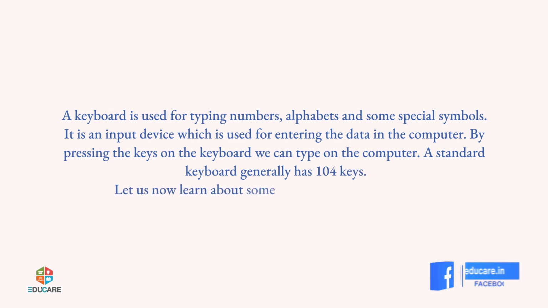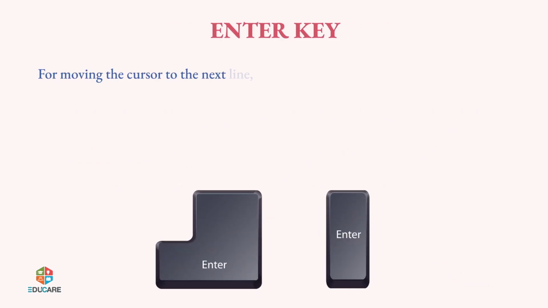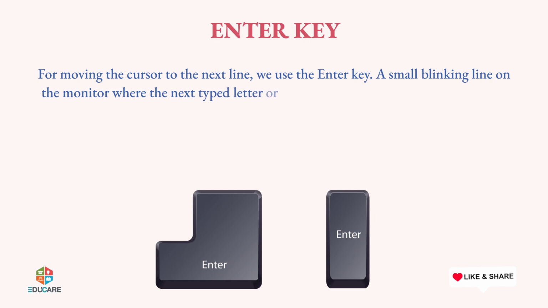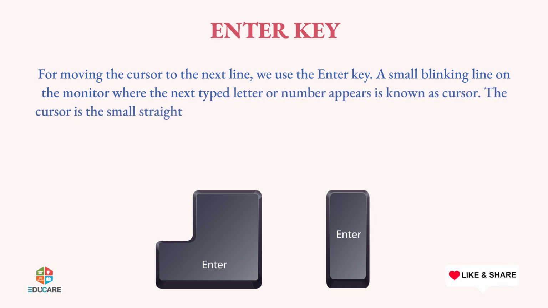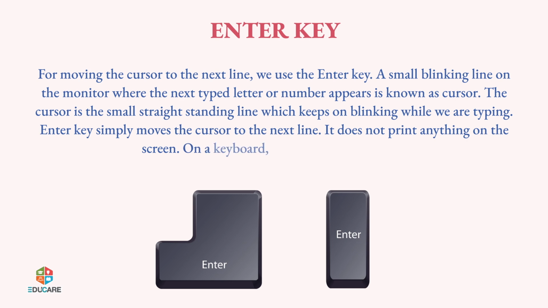Let us now learn about some special keys of the keyboard. Enter key. For moving the cursor to the next line, we use the Enter key. A small blinking line on the monitor where the next typed letter or number appears is known as cursor. The cursor is a small straight standing line which keeps on blinking while we are typing. Enter key simply moves the cursor to the next line. It does not print anything on the screen. On a keyboard, there are two Enter keys.